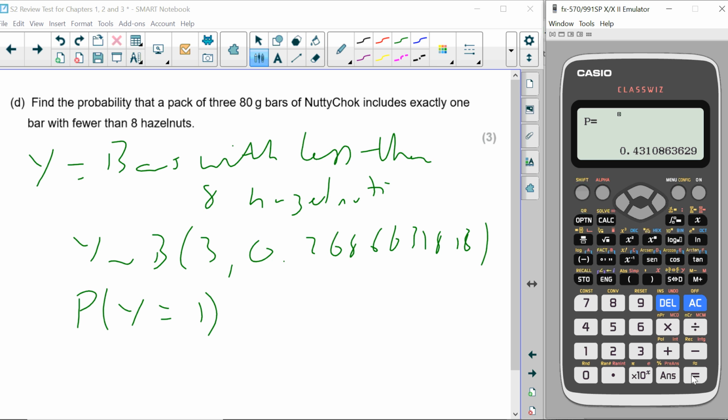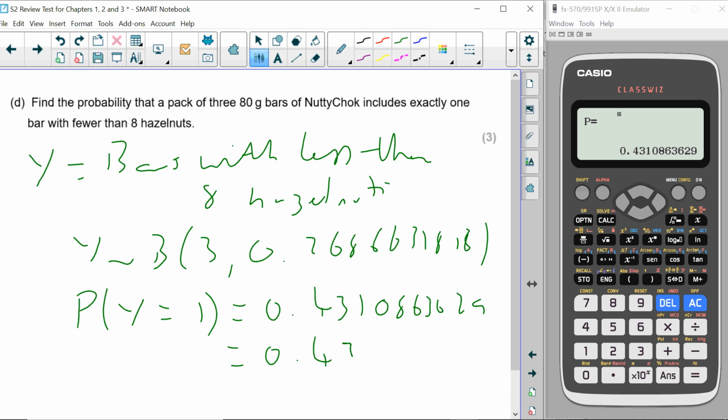Okay, hitting equals is going to give you 0.4310863629. And then rounding that, I could get 0.4311, so 4SF.